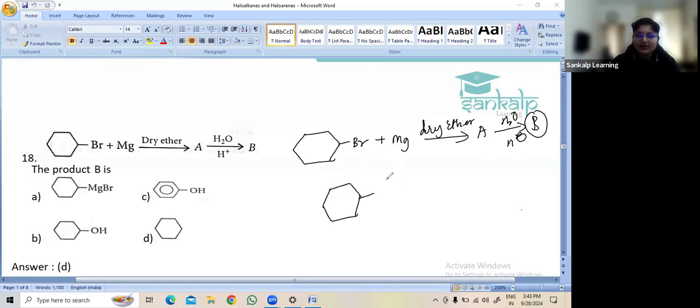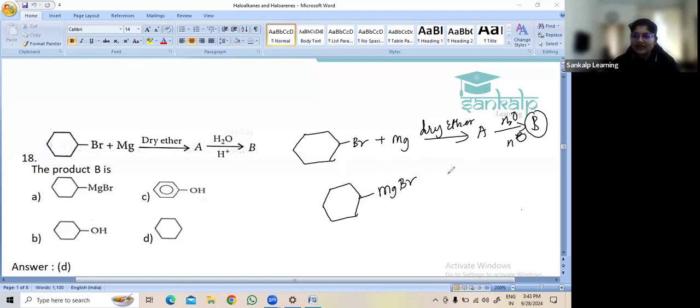So it will be in the presence of Mg, so it will be MgBr. Okay, RMgX, so like RMgX it is forming. The organic compound is reacting with your Mg in the presence of dry ether. It gives you a Grignard reagent. So Grignard reagent is formed.